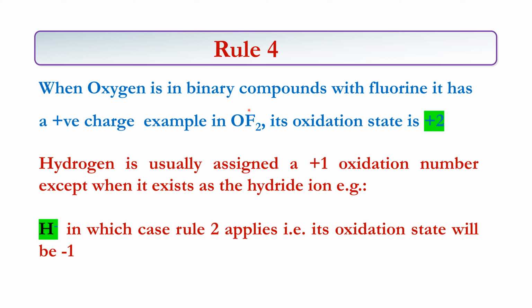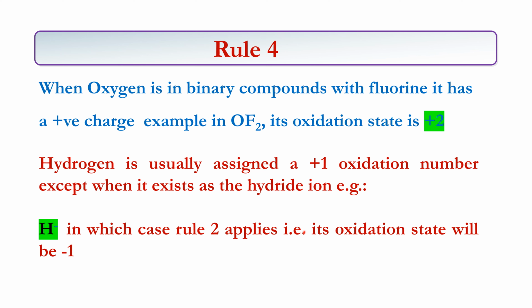And again, the reason is to balance the overall charge of the compound. So here, F has a negative charge. Because there are 2 fluorine atoms, it will be 2 minus. So the only way to balance this compound is for oxygen to have a +2 charge, so that +2 and -2 will be equal to 0. So this is the reason why oxygen is assigned a +2 oxidation number whenever it is in a binary compound with fluorine. The reason is for the overall charge of the compound to be 0.